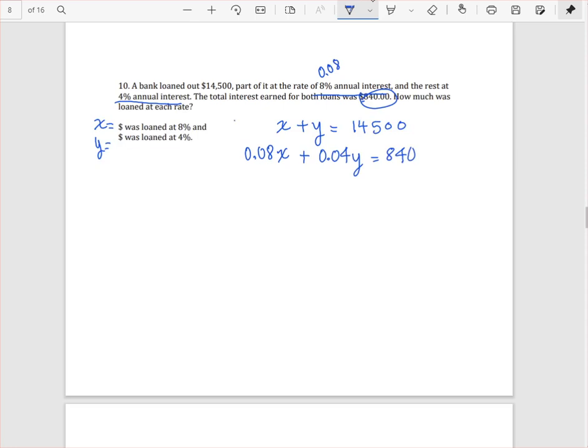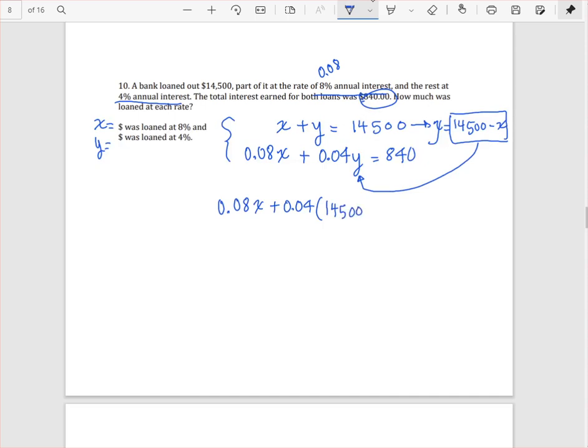And then we need to solve. So this is the setup. And then you need to solve. So I'm going to take this one and both of the letters are by themselves. So it doesn't matter which one you solve for. Just going to solve for y. And then once you have it, you're going to take it and substitute it on the y right here. And then we're going to do the multiplications.